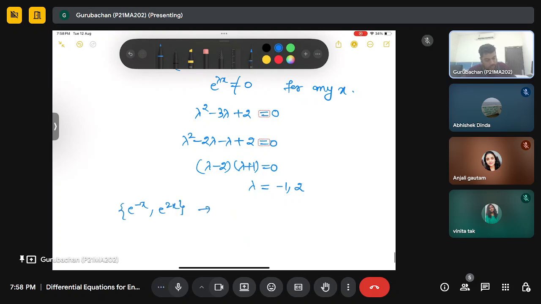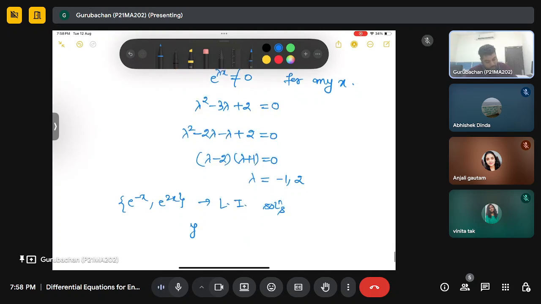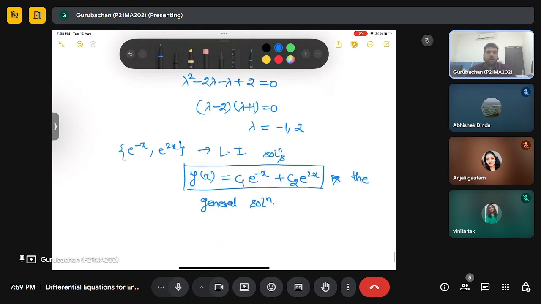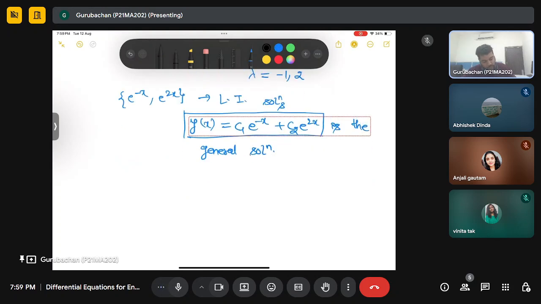These are the linearly independent solutions. So if you write in the form of y of x, c1 times e to the power minus x plus c2 times e to the power 2x is the general solution. So now you have learned how to solve this second order ODE with constant coefficients. Now what if I change this a little to an IVP, that is, an initial value problem.